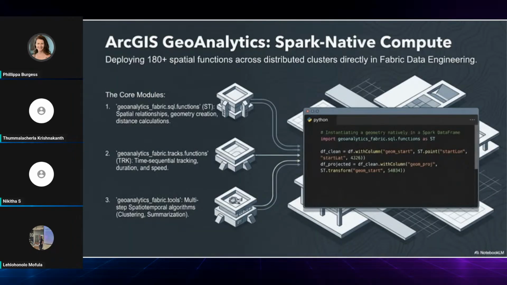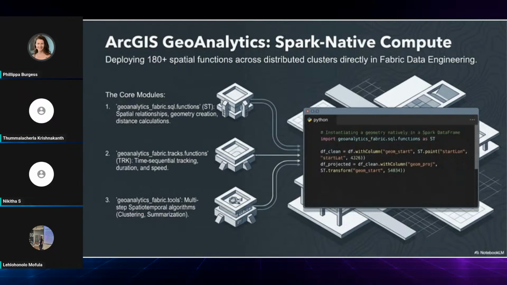And ArcGIS GeoAnalytics, Spark native compute: you've got 180 spatial functions across distributed clusters directly in Fabric Data Engineering. And your core modules are going to be geoanalytics_fabric.sql.functions. And that's it. ST is spatial relationships, geometry creation, and distance calculations.